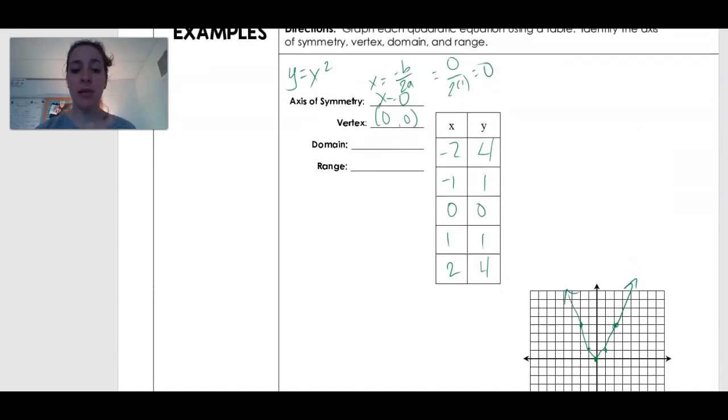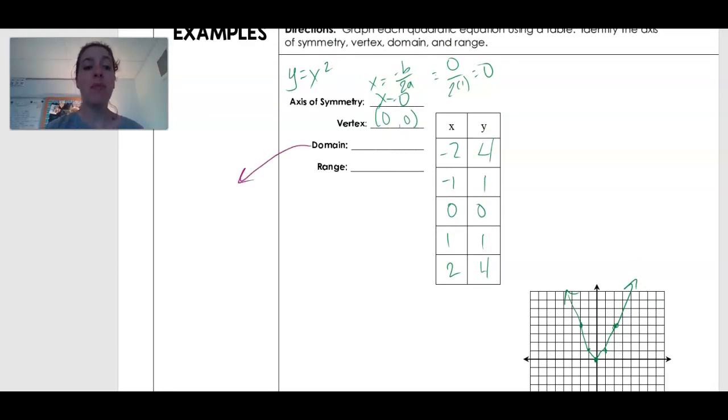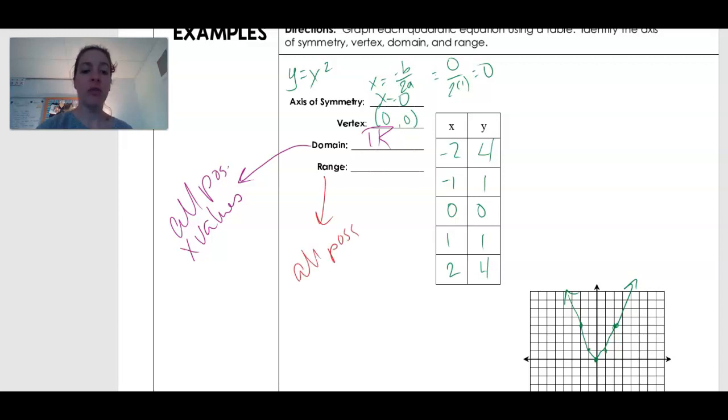So I want to come back up here and look at the domain and range, because these are really important pieces too. We want to recall that the domain of our function is all possible x values. So when I'm looking at quadratics, it doesn't matter if my a value is positive or negative. My domain for quadratics is always going to be all real numbers. And we can write it like that. That's just the symbol for all real numbers. So then the range. The range is all possible y values.